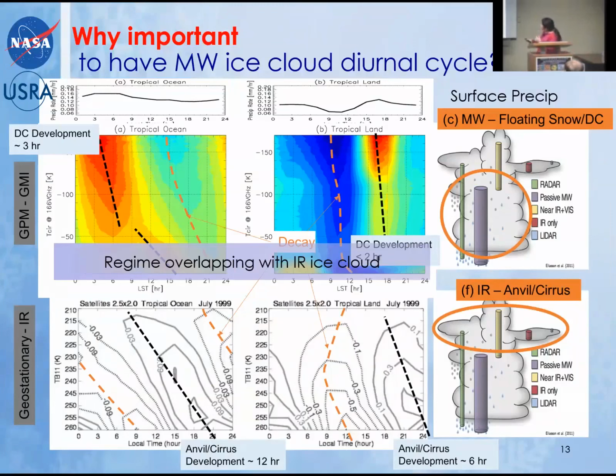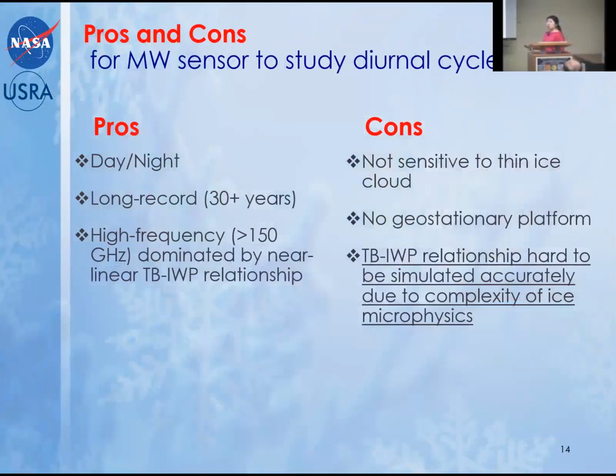So the pros of microwave sensor: it has day and night, so you can study the diurnal cycle. It has very long record. For the high-frequency microwave sensor, it has at least 30 years of record. So hopefully one day we can make the long-term record. And the high frequency, which means it's greater than 150 gigahertz, is actually dominated by the near linear brightness temperature and ice water path relationship. So it's pretty simple compared to other frequency regimes.